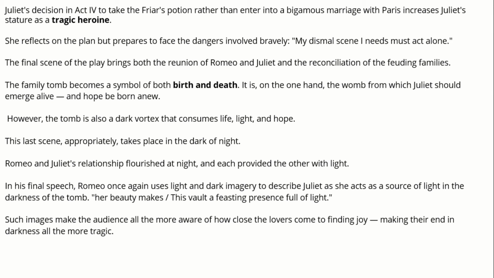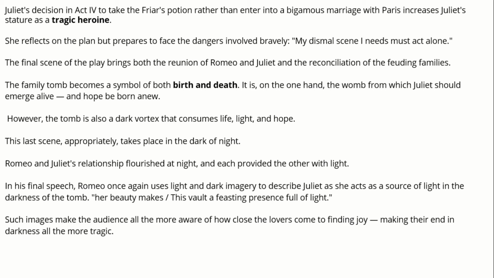So in Act 4, the friar, and considering again, he's supposed to be a religious figure, proposes that she fakes her own death rather than enter into this marriage with Paris. And it increases Juliet's character as the tragic heroine. She's really afraid. She says, "My dismal scene I needs must act alone." She even contemplates whether the friar might just be going to kill her for real, because he's gone too far into this plan and he's made all of these mistakes. So she's really fearful. But we also see her bravery because she does go ahead.